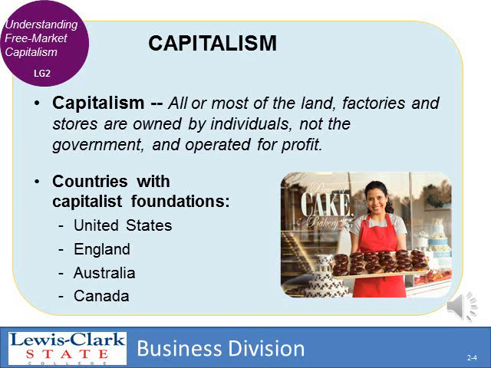When you read the chapter and study the chapter, you'll be introduced to a few names. You'll be introduced to Malthus and Keynes and Adam Smith, and they're important, and they may show up in a quiz. Adam Smith actually was known as the father of economics, and he explained the concept of capitalism. And capitalism is where all or most of the land, the businesses and the factories are owned by individuals, not the government. And the key here, as we discussed in Chapter 1, is that those businesses are operated for a profit. And of course there are many countries with capitalist foundations, the United States, England, and as you can see here.